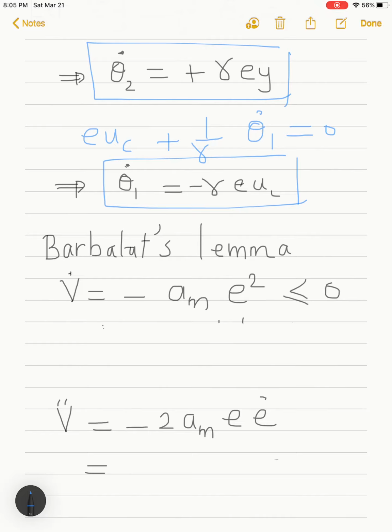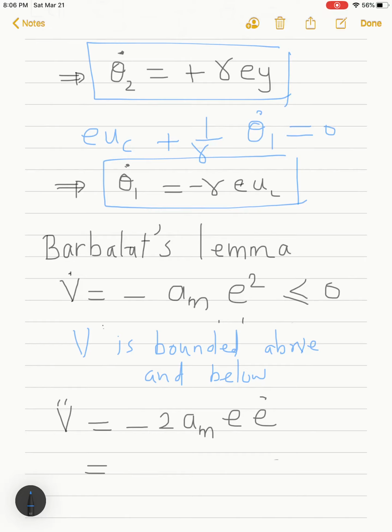So V dot is negative. That would lead to the conclusion that V is bounded above and below, as we discussed before. And it would lead to the conclusion that e and theta will be bounded as well. So what's left is to show that V double dot is bounded.